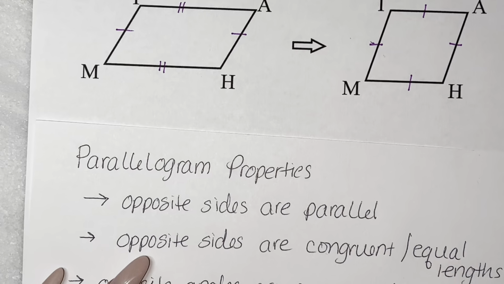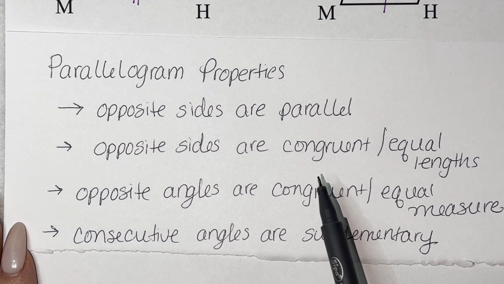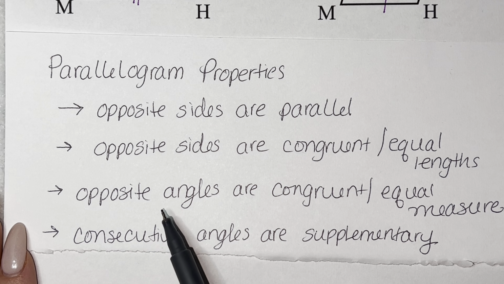Opposite sides are parallel, opposite sides are congruent, opposite angles are congruent, and consecutive angles are supplementary. So we're gonna need this whenever we're going through to try to solve our problems. And let's just jump into some examples.